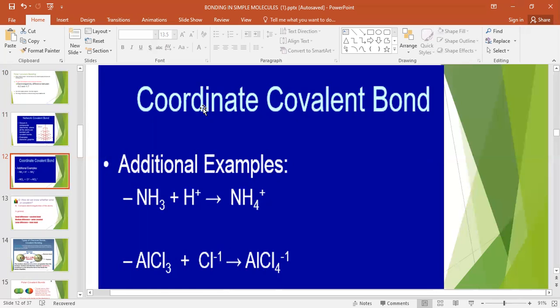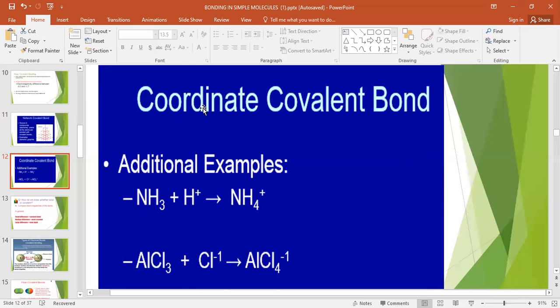Both are the same. Maybe the question will come with reference to coordinate bond or with reference to dative bond. Both have the same meaning, the same concept, only the names are different. So what is the answer for this? When they share a pair of electrons, not one, a pair of electrons, with another element, we call it a dative bond, or a coordinate bond.